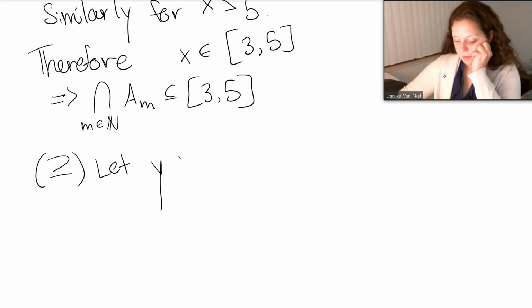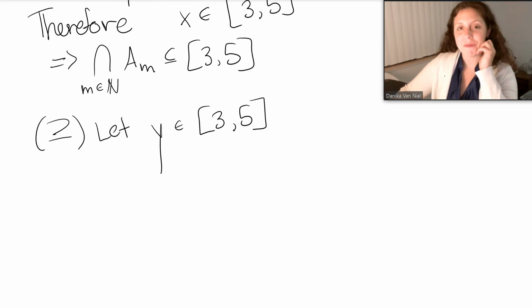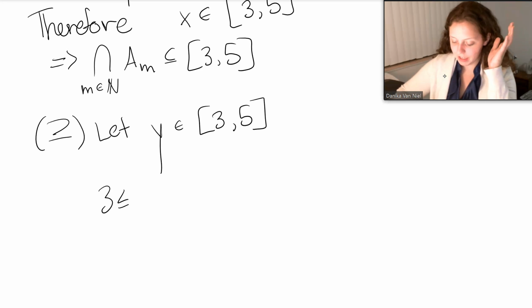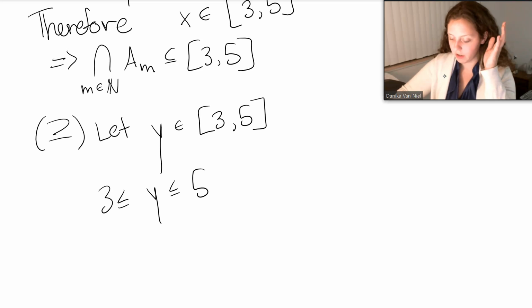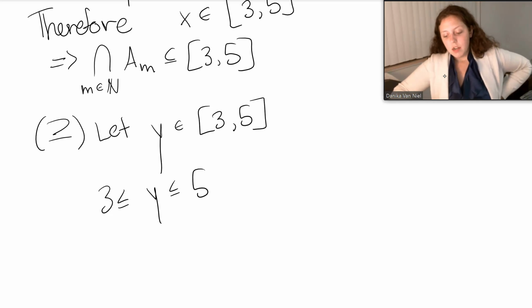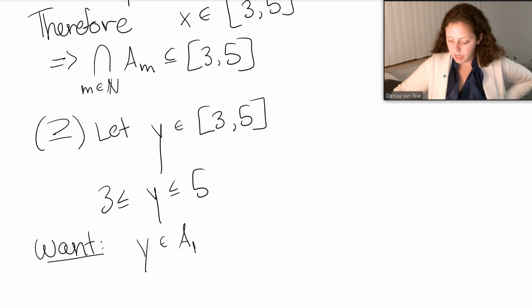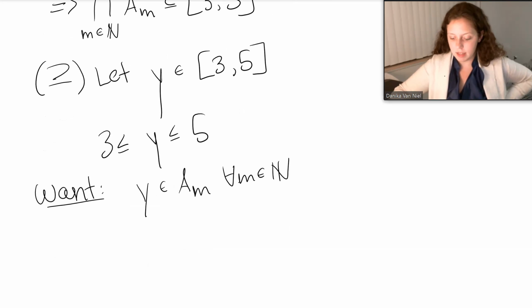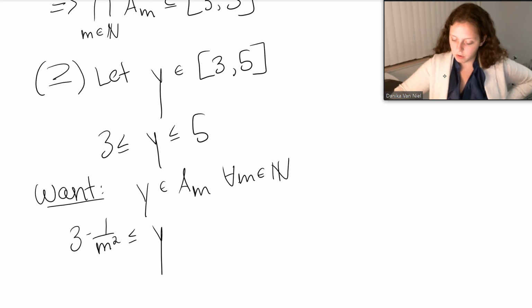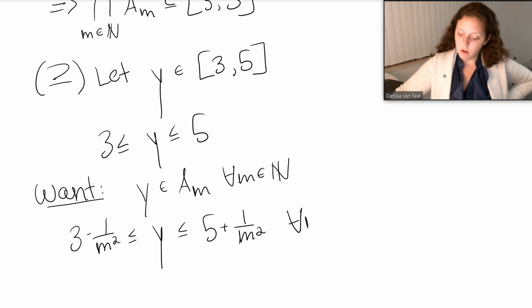So I'm going to give in and just call this y. Say y is in there. We're going to use my trick of turning this into a chain of inequalities. What we want is y to be in A_m for all m in the naturals. That means that 3 minus 1 over m squared is less than or equal to y, which is less than or equal to 5 plus 1 over m squared, for all m in the naturals.